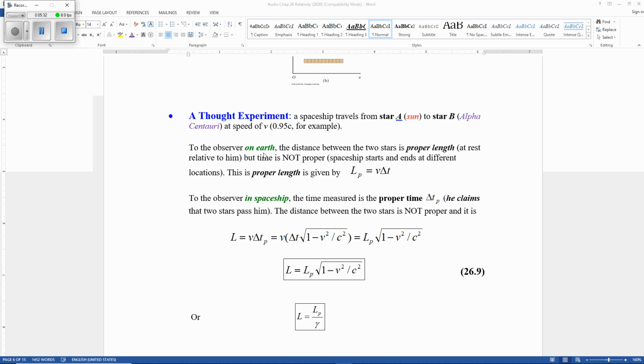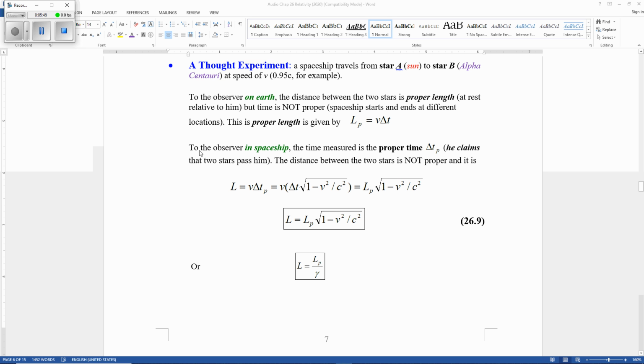So now the proper length, the distance, equals what? Equals the speed of the spaceship times delta t. See, this time is not proper, but this length is proper.